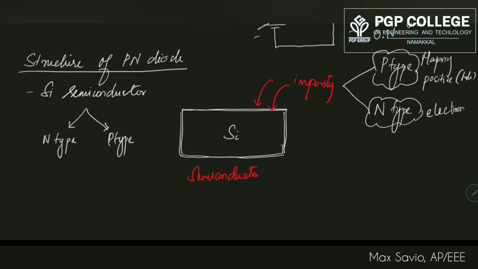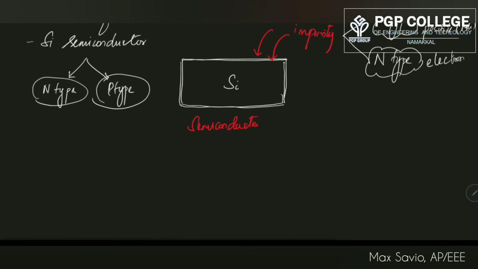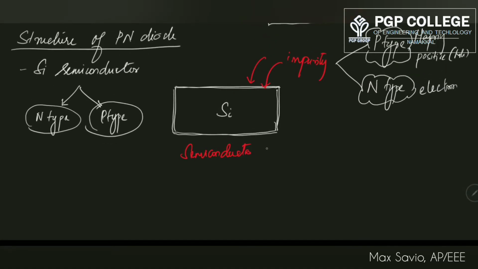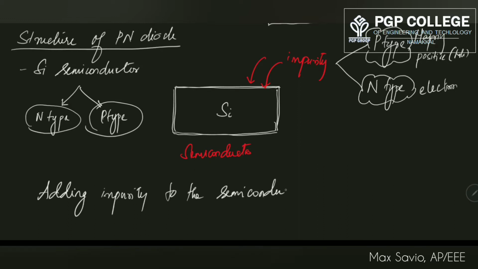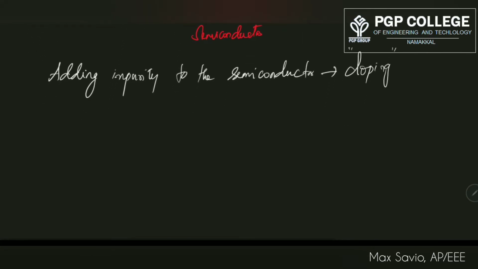For a diode, the n-type and p-type are what matter. It should be a combination of n-type and p-type. As I told you, adding this impurity to the semiconductor to form a semiconductor is called doping. This is an important technical word for the p-n junction diode: doping means we are adding an impurity to silicon.